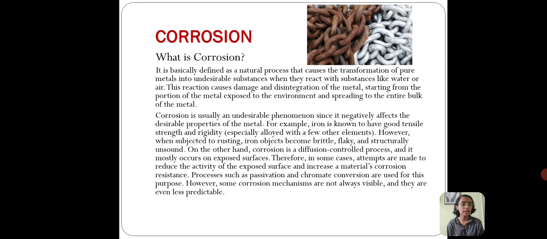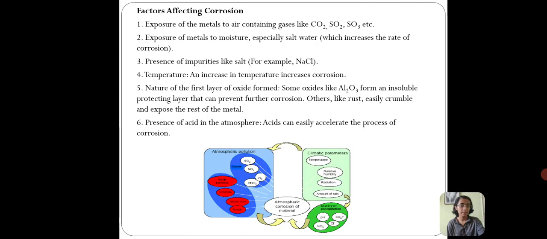Corrosion is usually an undesirable phenomenon since it negatively affects the desirable properties of the metal. For example, iron is known to have good tensile strength and rigidity. However, when subjected to rusting, iron objects become brittle, flaky, and structurally unsound. On the other hand, corrosion is a diffusion controlled process and it mostly occurs on exposed surface.